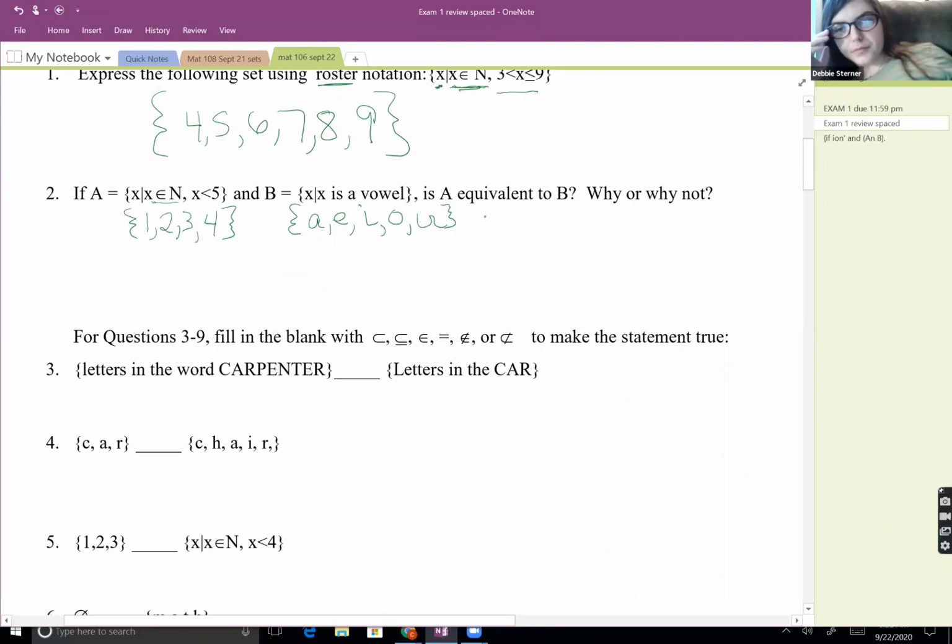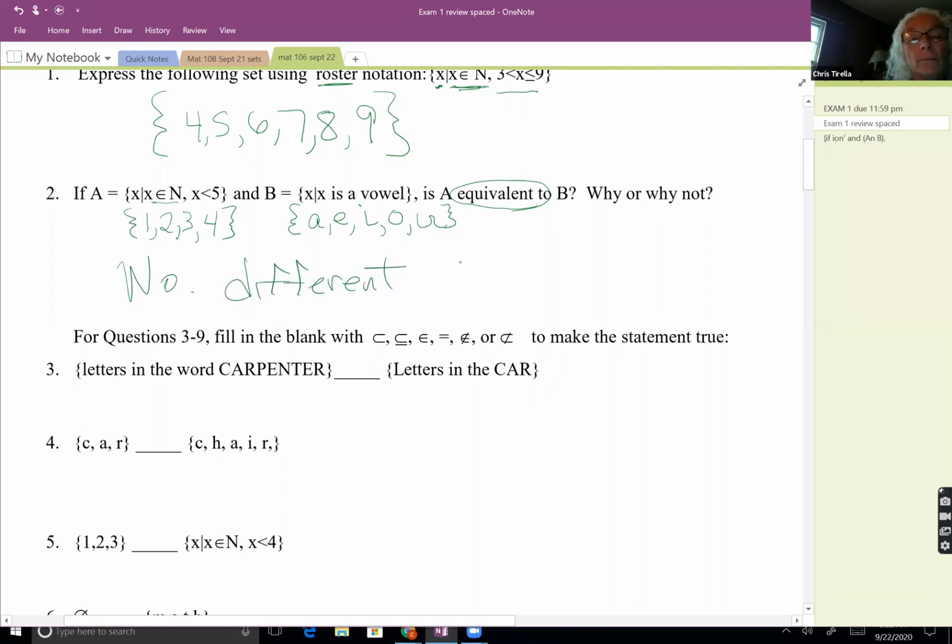And so then obviously they're not the same, but the question isn't asking if they're equal, it's asking if they're equivalent. What does it mean in order for them to be equivalent? They have to have the same cardinality. Right, and do they? No. So here the answer is no, different cardinality. Beautiful.